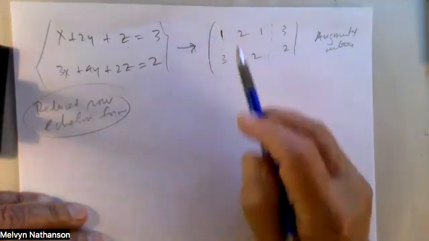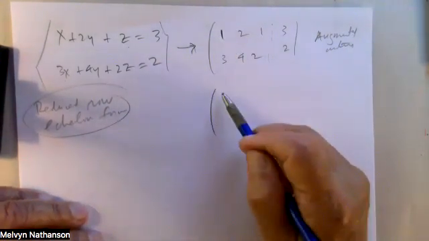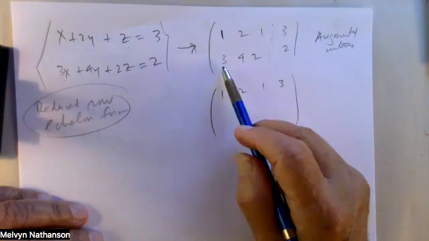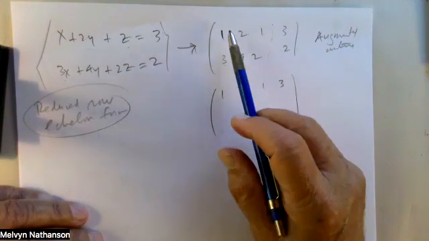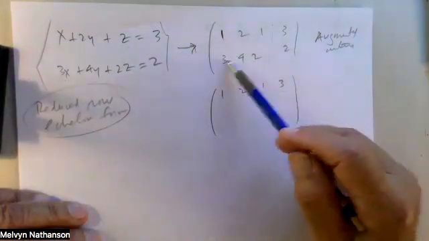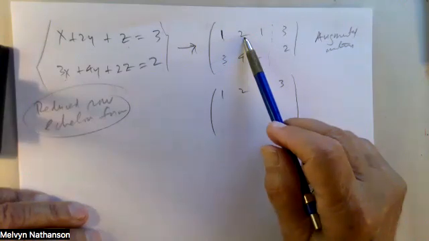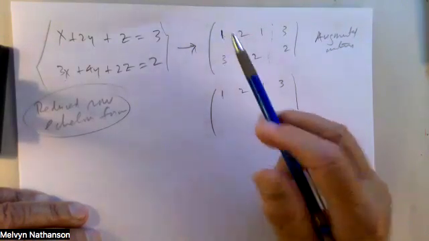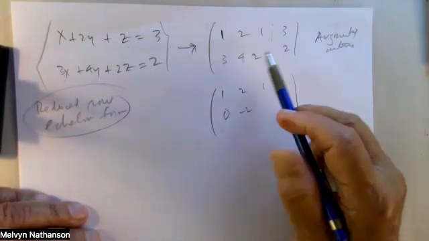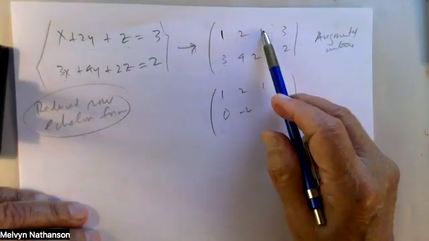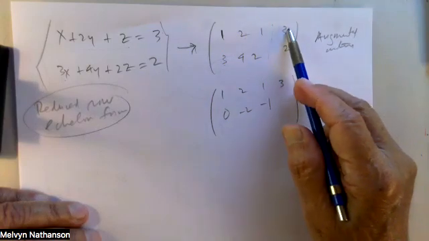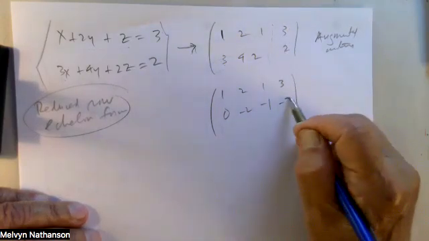So I start off with a 1 here. That's good. That saves me some work. So I'm not going to change the first row now, but I want to get a 0 underneath it. The way I can get a 0 here is to subtract 3 times the first row from the second. So if I take this row and I subtract 3 times the first, I get 3 minus 3, which is 0. 4 minus 6 is minus 2. 2 minus 3 is minus 1. 2 minus 9 is minus 7.